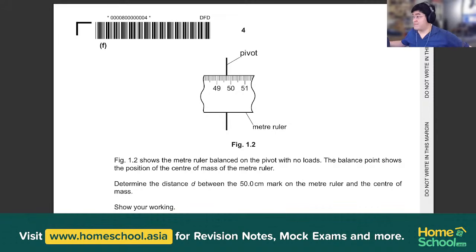Over here, as you can see, part F shows the meter rule balanced on the pivot with no loads. The pivot is right over here, and the balance point shows the position of the center of mass of the meter rule. So determine the distance d between the 50 cm mark on the meter rule and the center of mass, and you are to show your working.